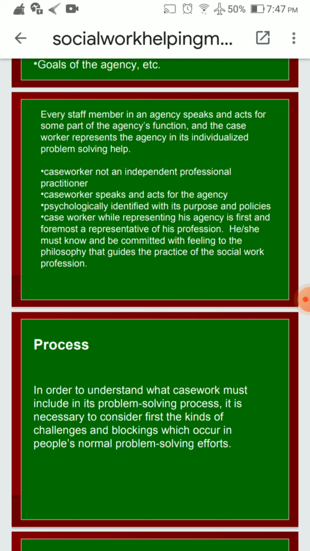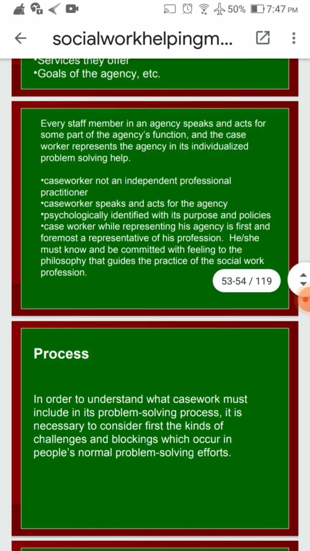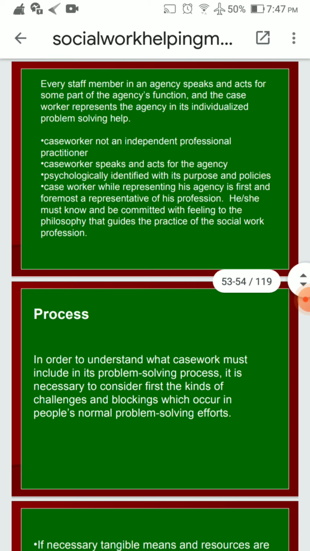Next, psychologically identified with its purpose and policies, a caseworker, while representing his agency, is first and foremost a representative of his profession. That's what I say, even though I am in DepEd, I am a social worker itself, even if I am in academe. That's why I don't want to stop practicing the social work profession, so I have my part-time teaching in MMG.